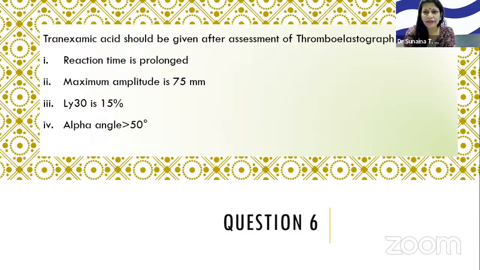Okay, now that we have seen this, it will be easy for the audience to answer the question. Tranexamic acid should be given after assessment of thromboelastography. Option 1, reaction time is prolonged. Option 2, maximum amplitude is 75 millimeters. Option 3, lysis 30 is 15%. Option 4, alpha angle is more than 50 degrees. Yes, so everyone is answering rightly, because lysis is increased. That means that the clot is getting lysed, okay? Okay, move on to the next slide, please.